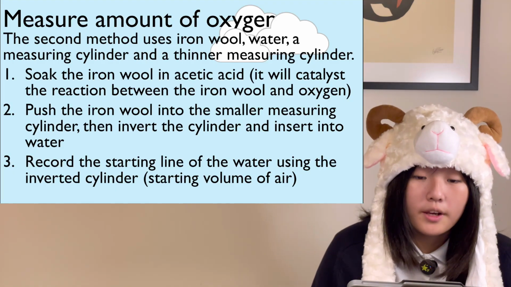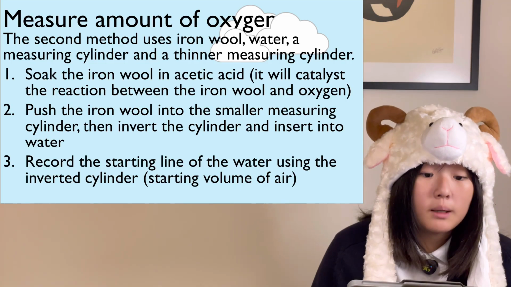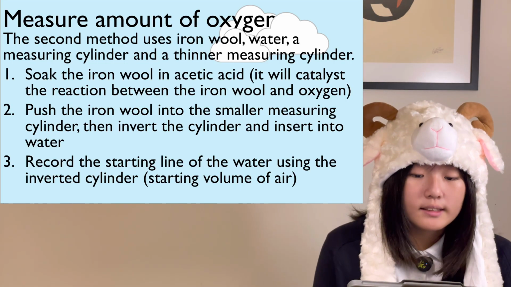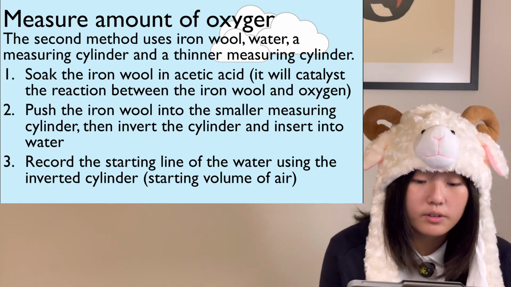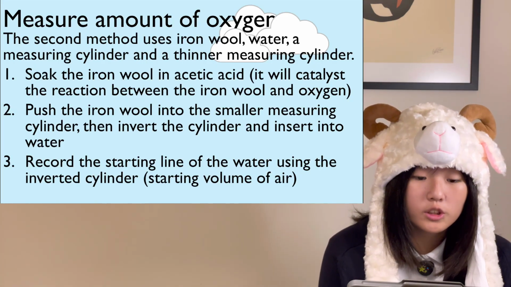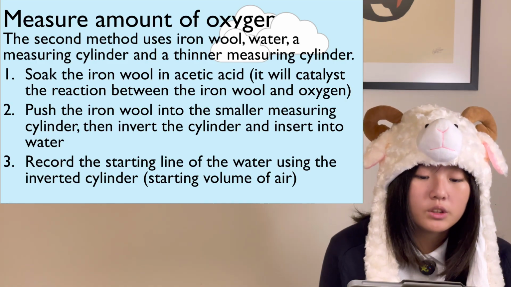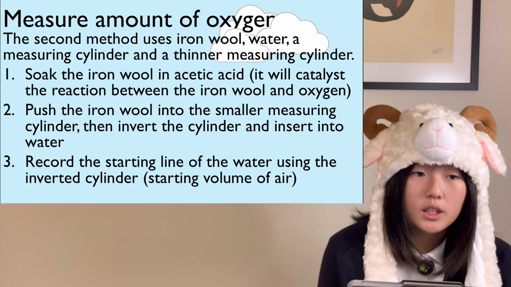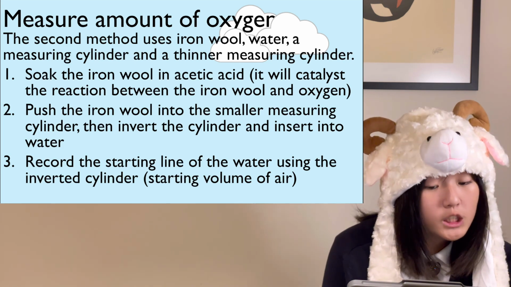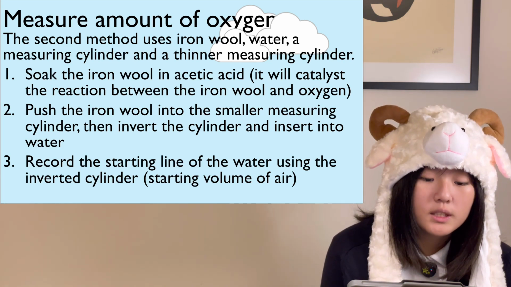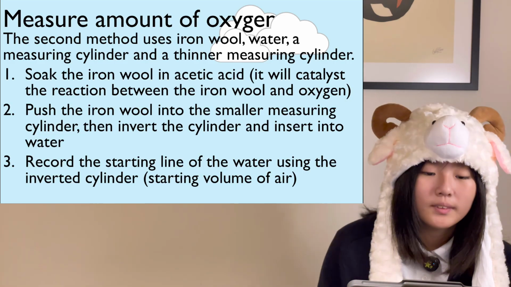The second method uses iron wool, water, a measuring cylinder, a thinner measuring cylinder, and a lot of time. First, soak the iron wool in acetic acid. It will catalyze the reaction between the iron wool and the oxygen. Push the iron wool into the smaller measuring cylinder, then invert the cylinder and insert it into the water, but not fully submerging it. Record the starting line of the water using the inverted cylinder's little lines.